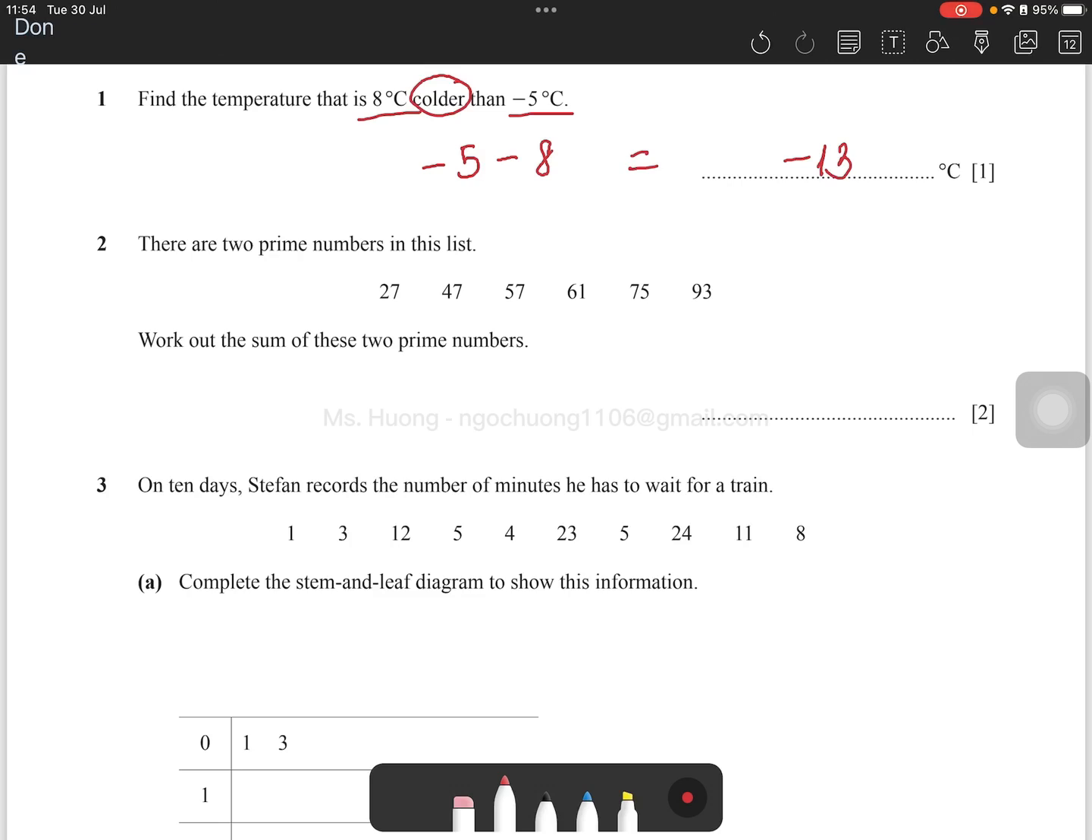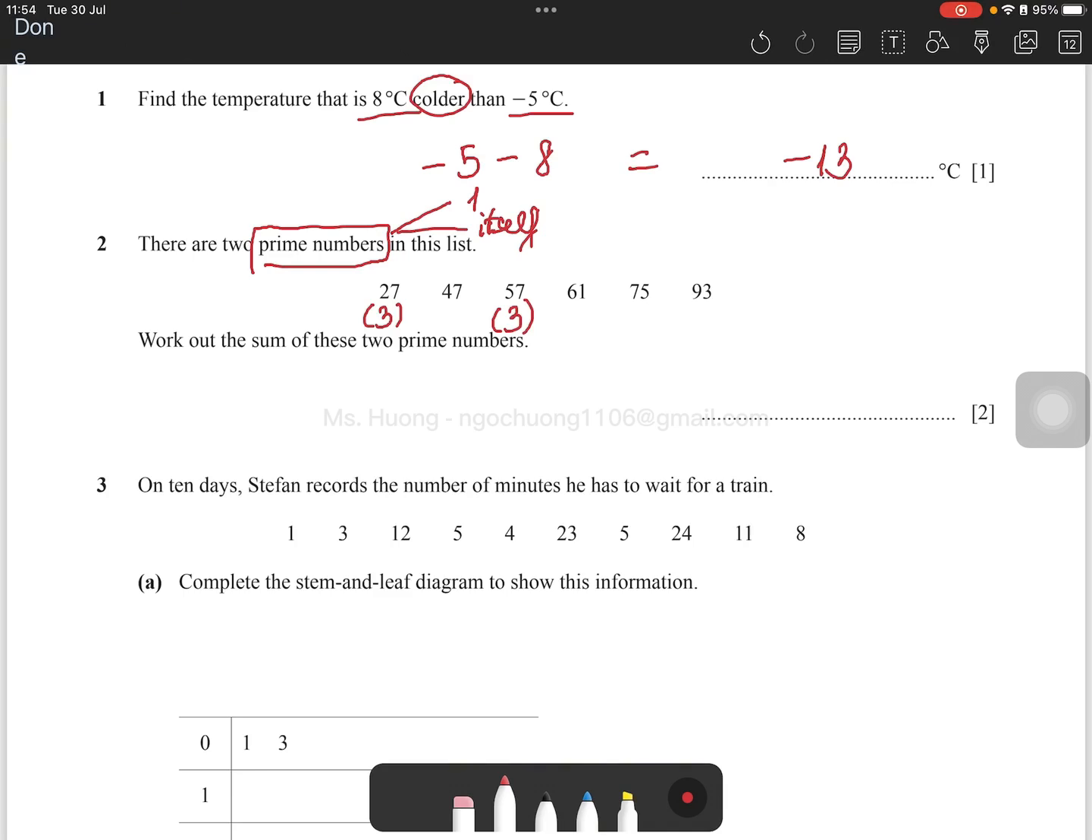Question 2. There are two prime numbers in this list. Work out the sum of these two prime numbers. First, you know that a prime number only has two factors. They are 1 and itself. So if a number has more than two factors except for 1 and itself, then that is not a prime number. For example, 27 is divisible by 3 and 9. 57 is divisible by 3.